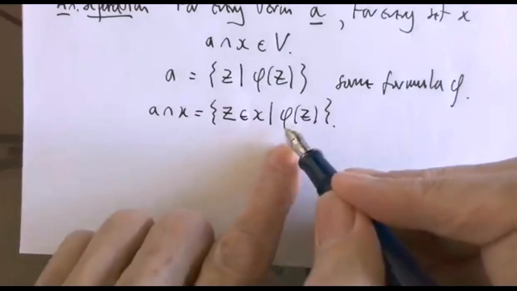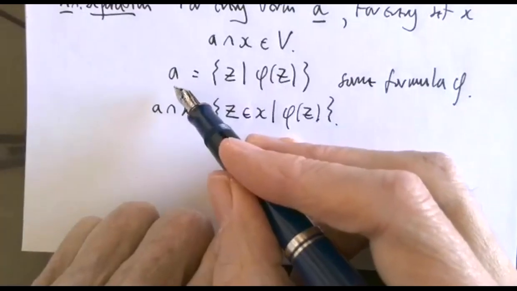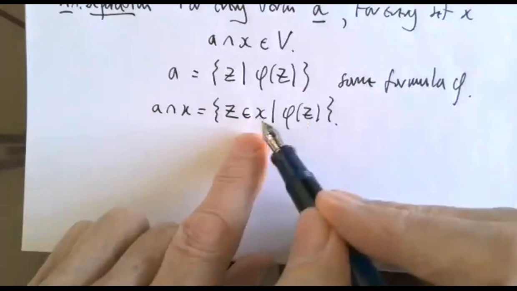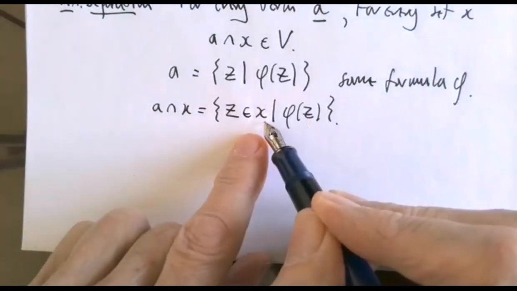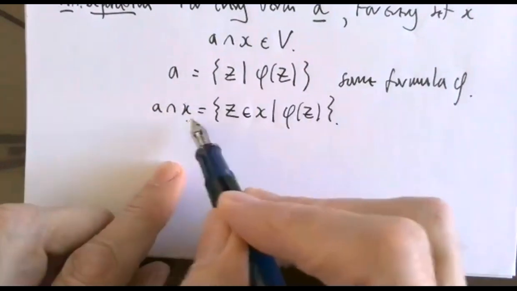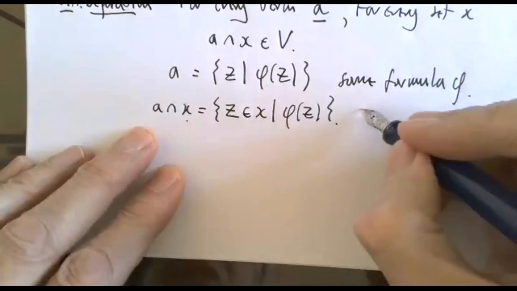So we've restricted the definition here of A, which could be a proper class here, but we've said we're only going to take the things that are inside X, inside the set X. So basically, this is just a subset of X, of course. So this will be a set. So we can just write it like that.